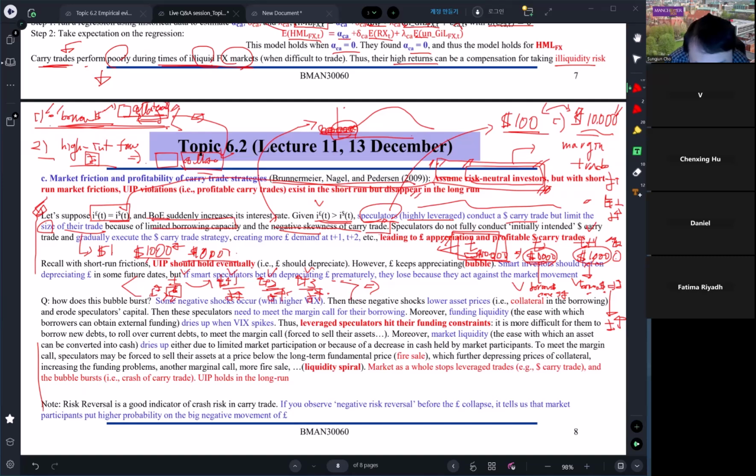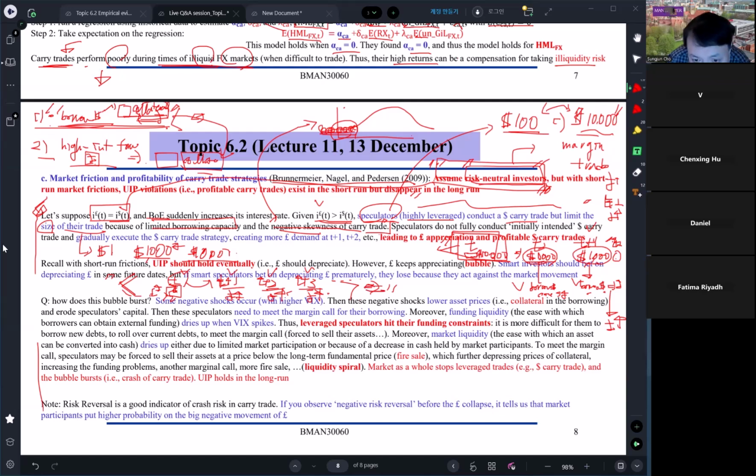So carry trade says if higher interest rate currencies appreciate in the future, you're gonna make a profit, right? That's how Bruno et al. explain the profitability of carry trade, even though we assume a risk neutral investor. So this is not a risk premium. Why is it profitable? Because of market friction, because you cannot implement a full size carry trade strategy at time T. You slowly implement it each time.